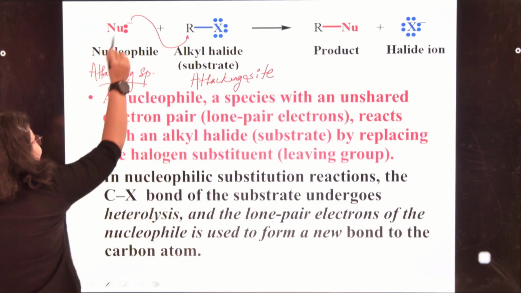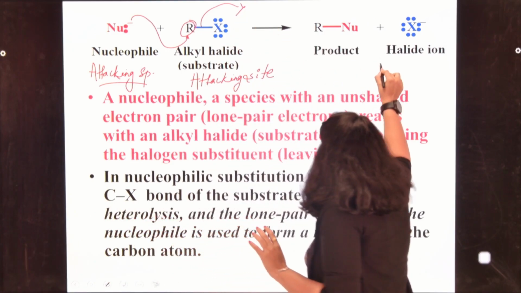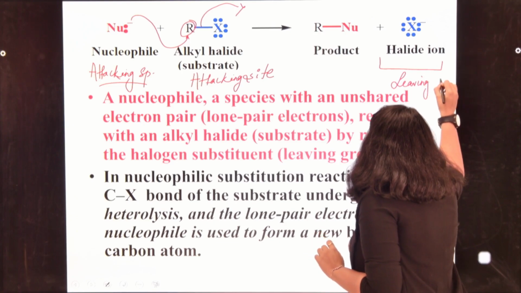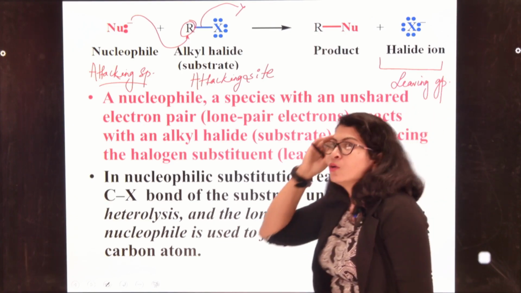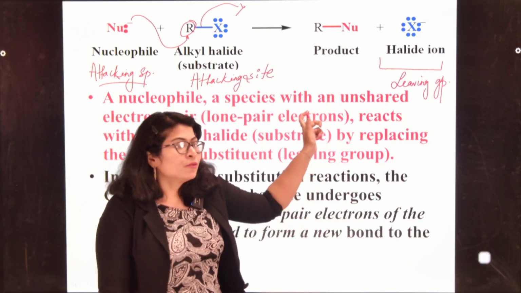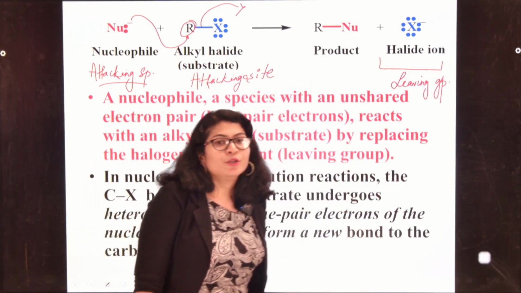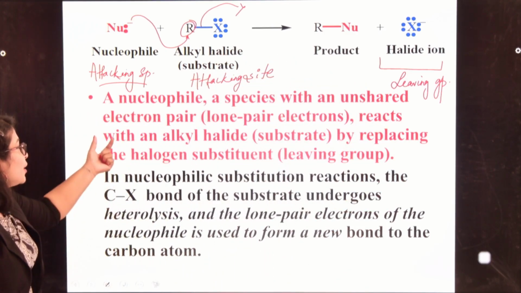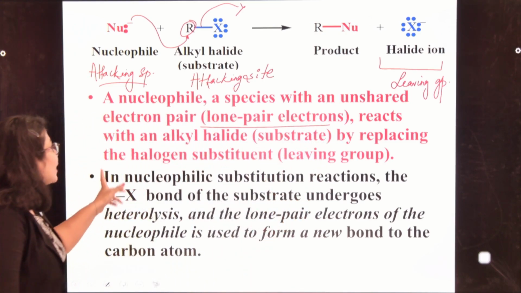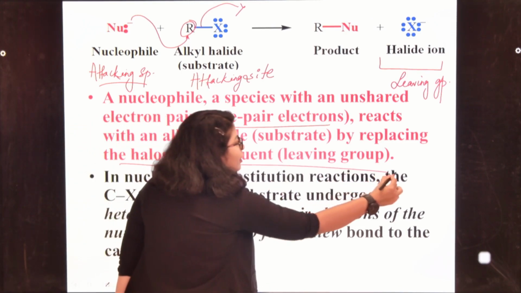So when this nucleophile attacks the carbon atom, it removes the X minus, which is called the leaving group. This is the leaving group, or the group which goes out of the carbon system. Okay, and we get a product where this group is replaced or substituted by the nucleophile. A nucleophile is a species with an unshared electron pair. It can be a lone pair or any negative charge which reacts with an alkyl halide by replacing the halogen substituent. This is called the leaving group.